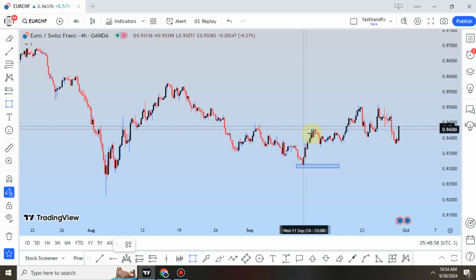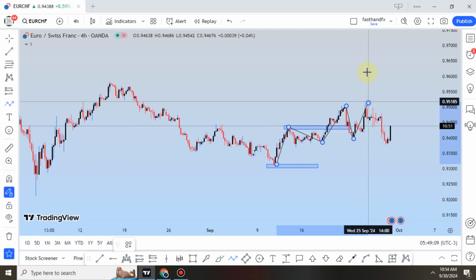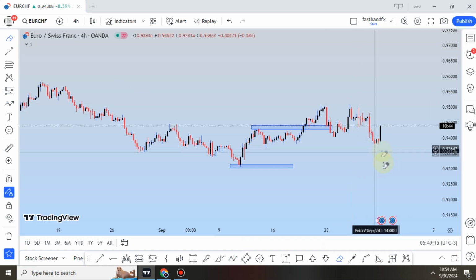With that being said, we had a high right there. Now that means we had a higher high, higher low, higher high, higher low, and we see price continue going up. Of course, when was this? Wednesday, and now we see this is what the market is doing, correct? Now let's just understand this.